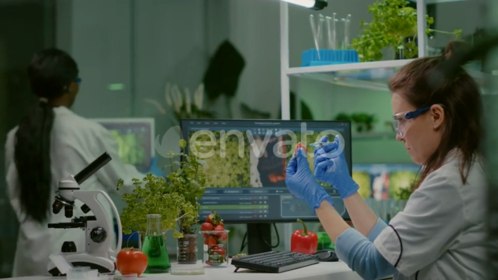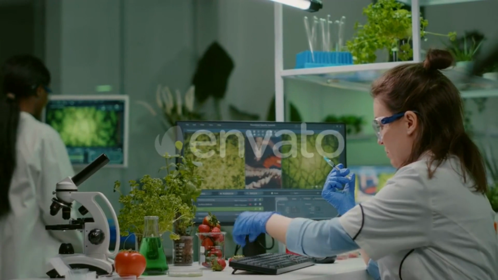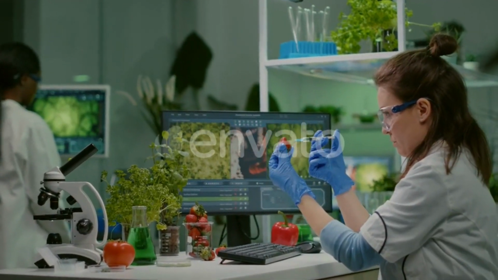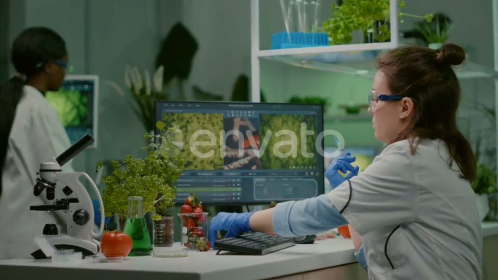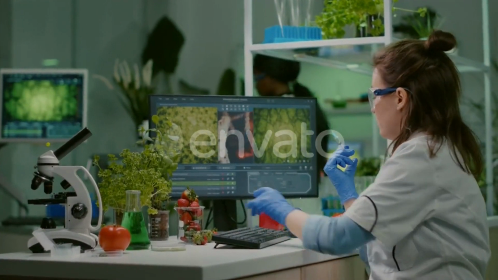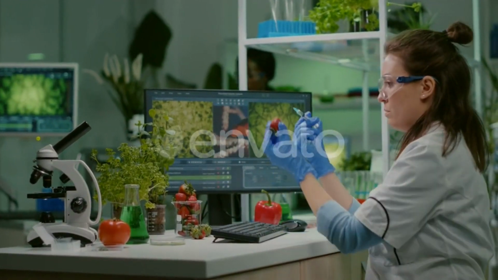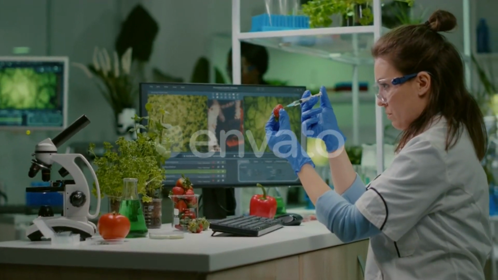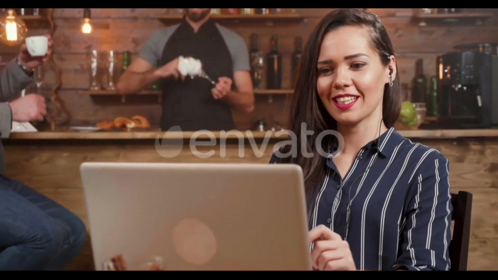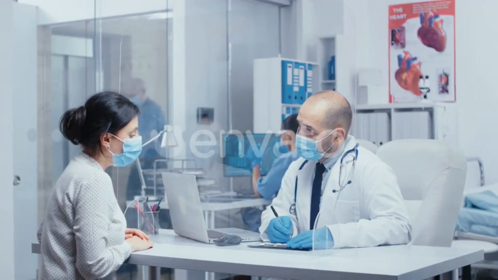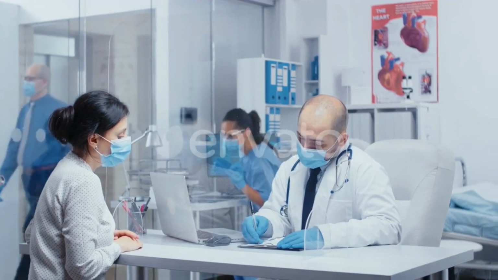Now let's discuss the whole process and technique of genetic engineering step by step, in an easy way to understand. Step number 1, the first step in genetic engineering is to isolate the DNA that you want to be modified. This can be done by extracting DNA from cells or by synthesizing DNA in a laboratory. Step number 2, once the DNA has been isolated, it needs to be cut into smaller fragments using enzymes called restriction enzymes. These enzymes recognize specific sequences of DNA and cut the DNA at those points.